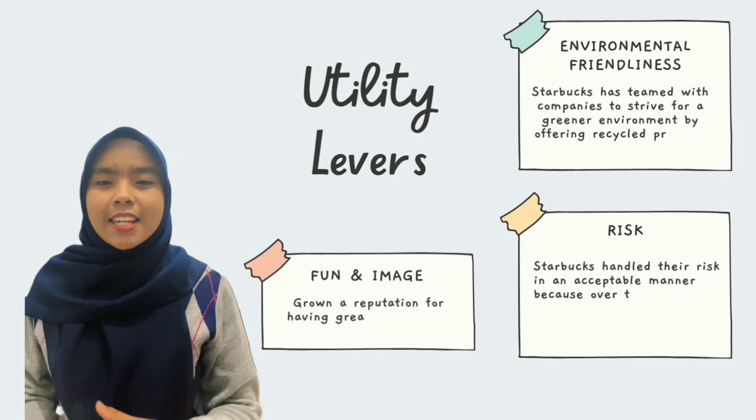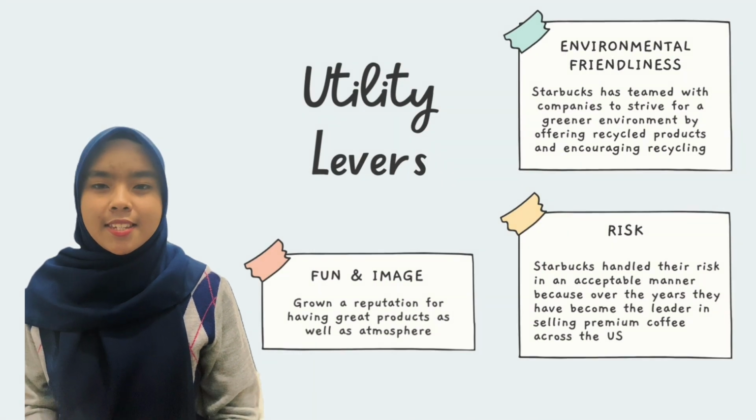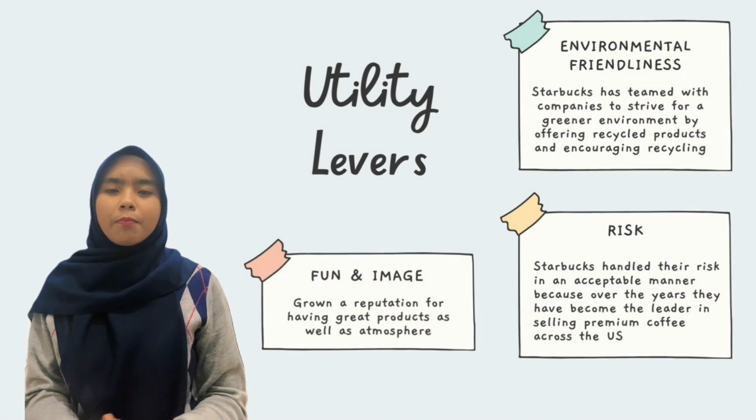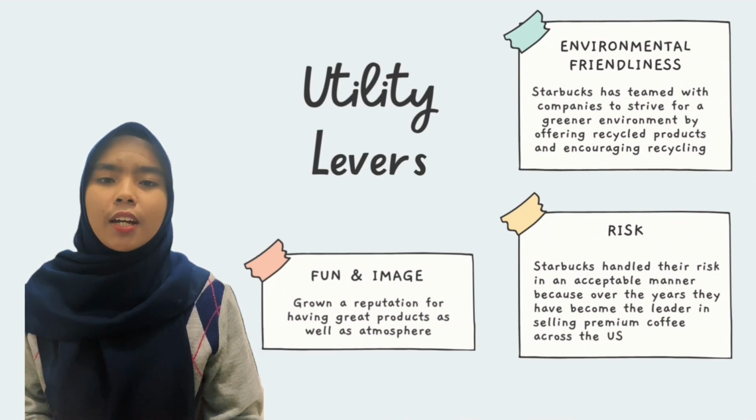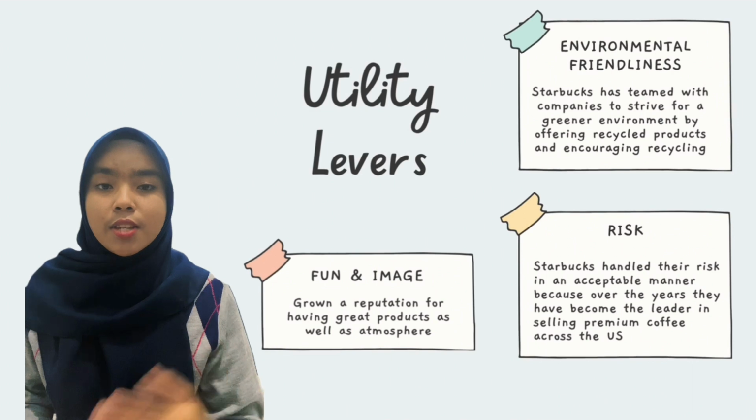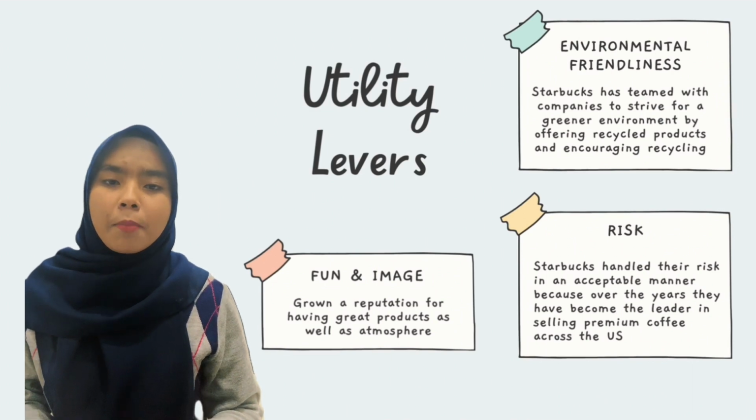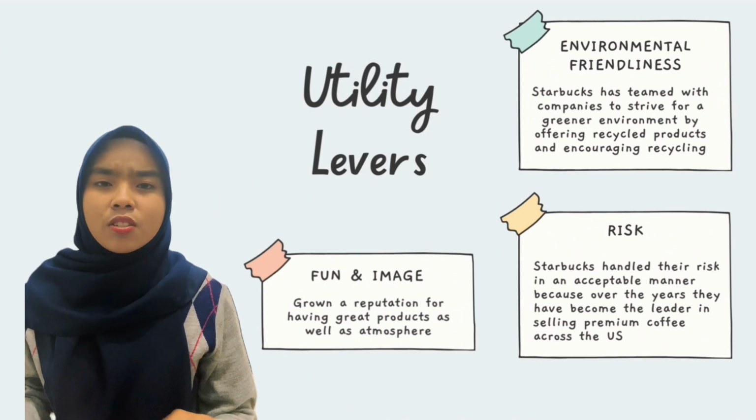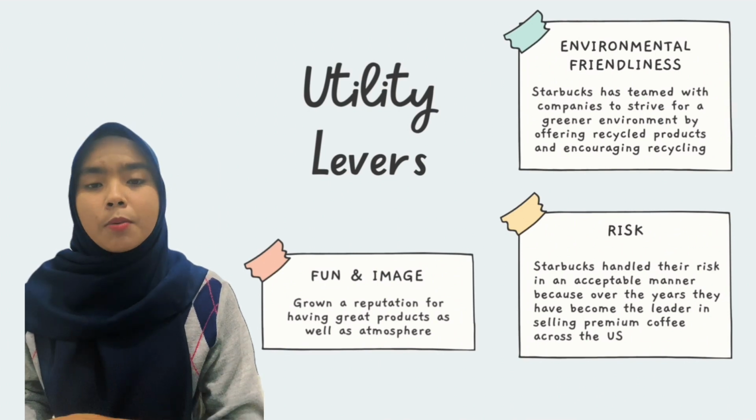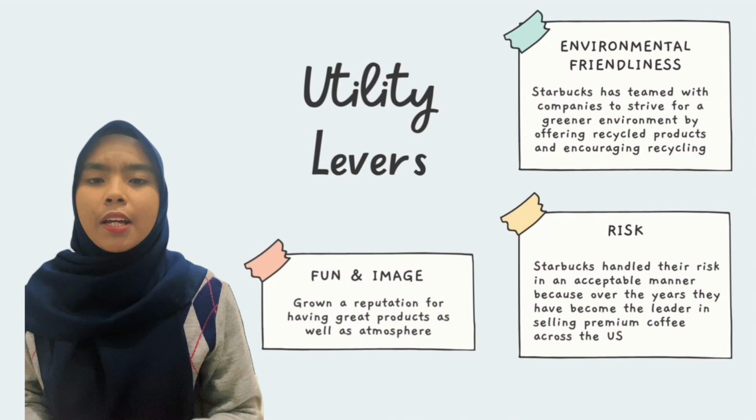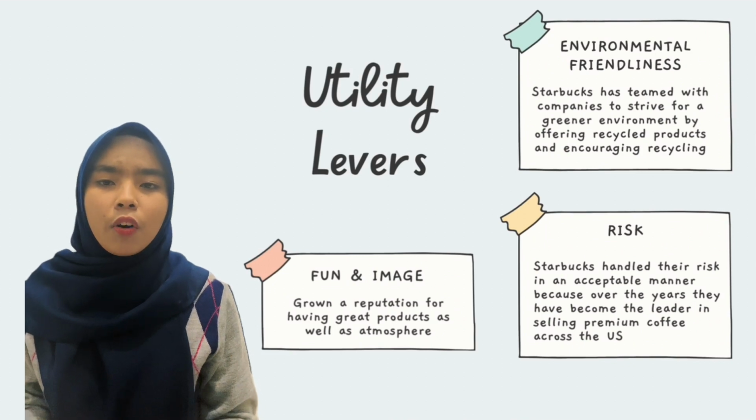The fourth area is environmental friendliness. Starbucks has teamed with companies to strive for a greener environment by offering recycled products and encouraging recycling. The fifth area of the map is the risk, and it is all over the market. Starbucks has handled their risk in an acceptable manner because over the years, they have become the leader in selling premium coffee across the US.